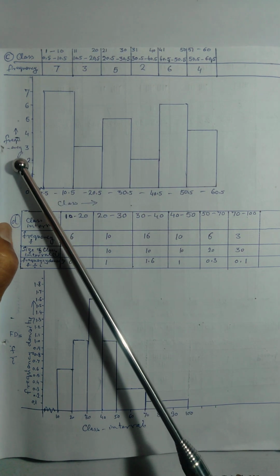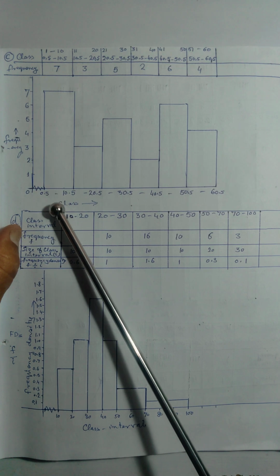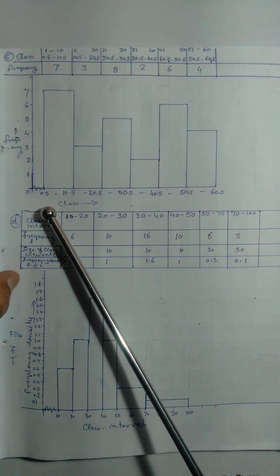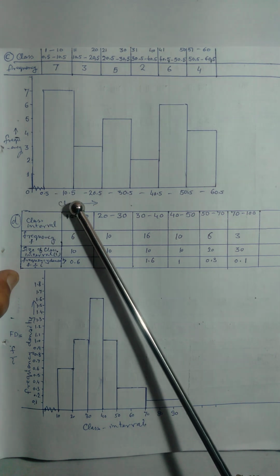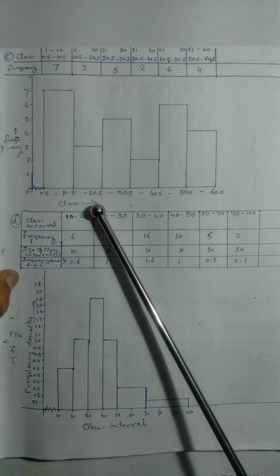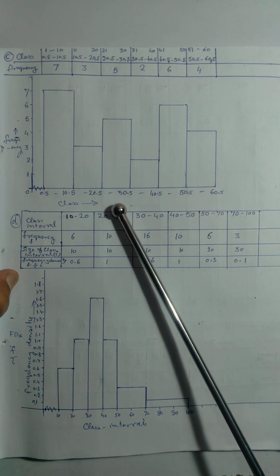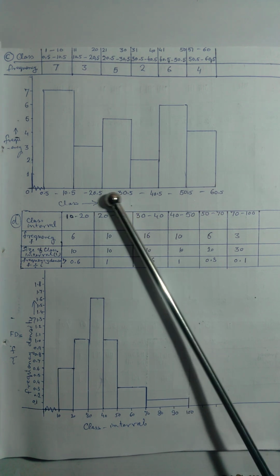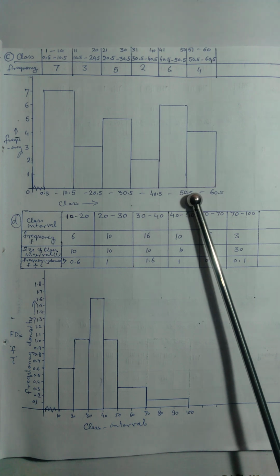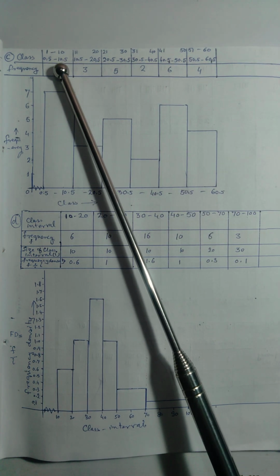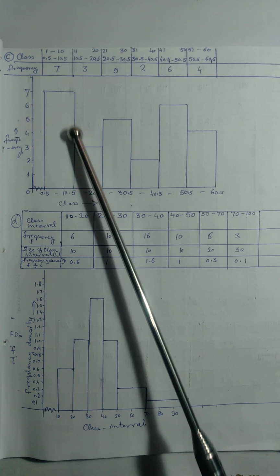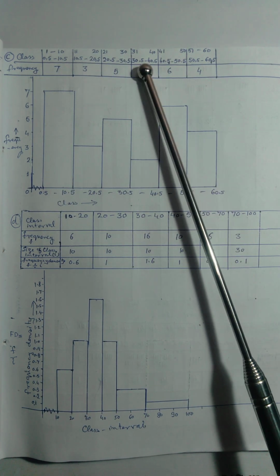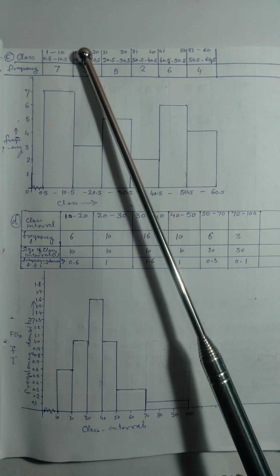So the frequency has been represented along the y-axis. Here again kink is given. That is 0.5 to 10.5, 10.5 to 20.5, 20.5 to 30.5, because it is a continuous series. Here we have 1 to 10 and again 11 to 20, then there will be a break. It will not be a continuous series. That is why we have to convert it.